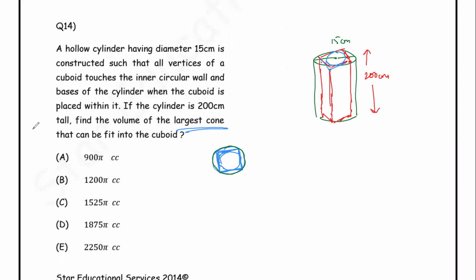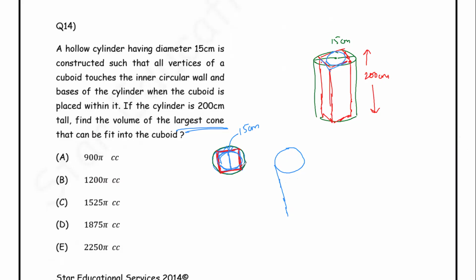Within that circle is the cuboid, this one. So the diagonal of the cuboid is 15 centimeters, and therefore the diameter of the circle is 15 centimeters. No, my bad. The diagonal is 15 centimeters of the square cuboid. This is 15 centimeters.